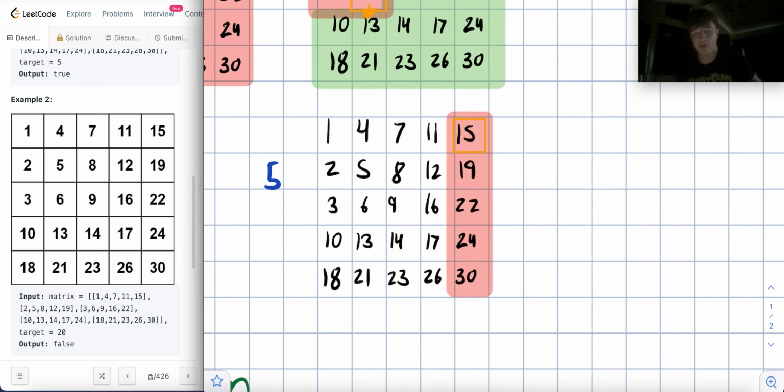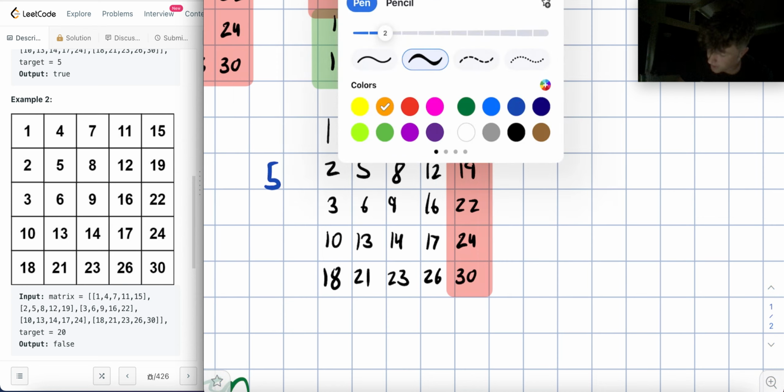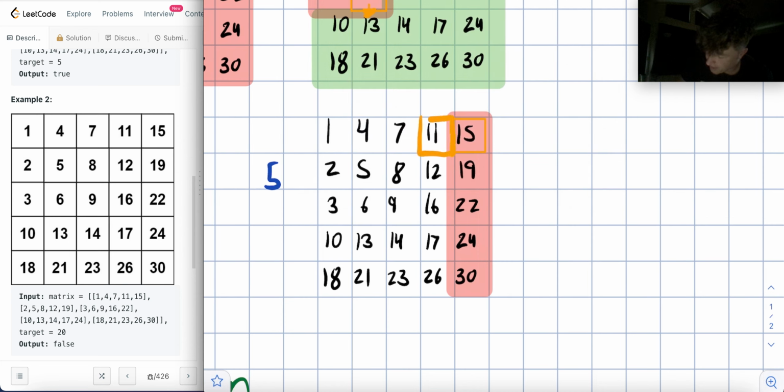And then I only have one place to go. The only way I can go is left. I can't go up. I can only go down. So I'm going to check this value next. So now I'm going to look at this 11 next.